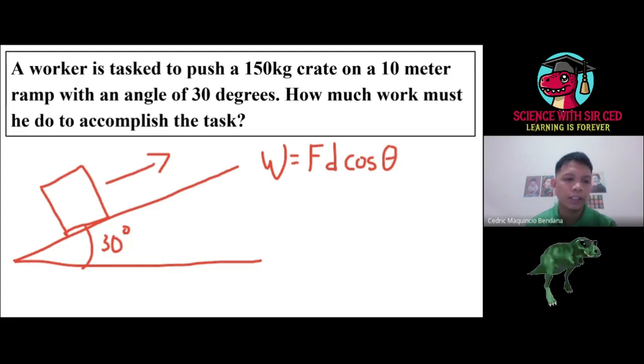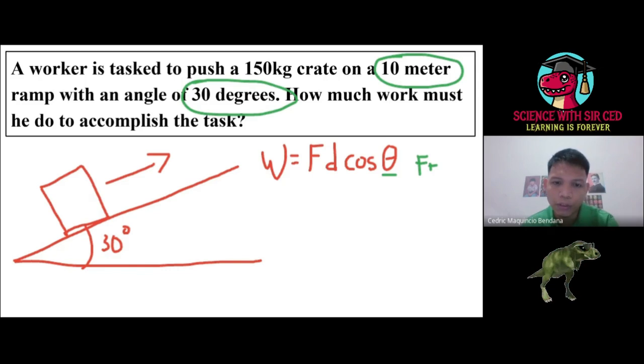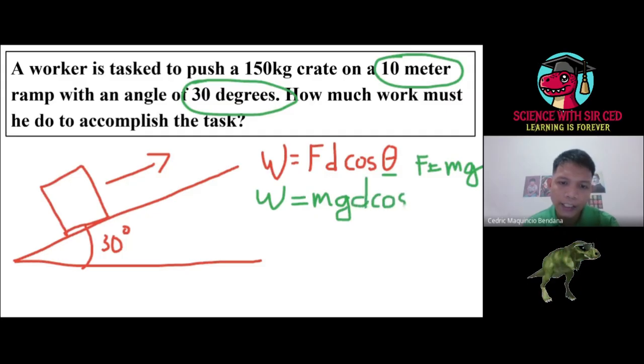Now, let's see if the given are all present. Do you have angle? Yes, there's an angle here, 30 degrees. Do you have displacement? Yes, 10 meters. Do you have force? No. But is there a possible way to get force? Yes. Force is equivalent to mass multiplied by the gravity. Now, to correct the formula, work is equivalent to mass, gravity, displacement, cosine theta.